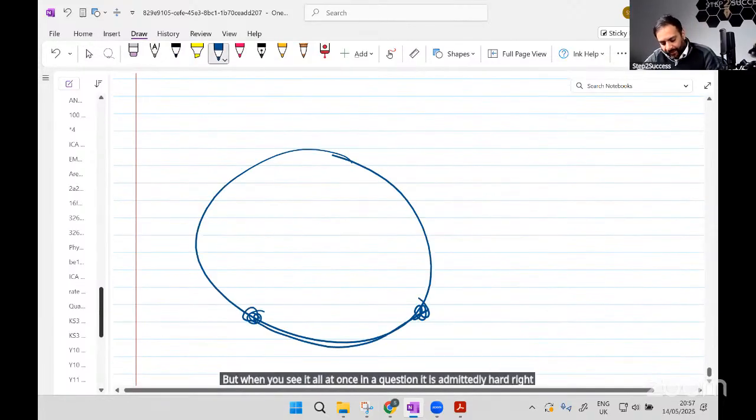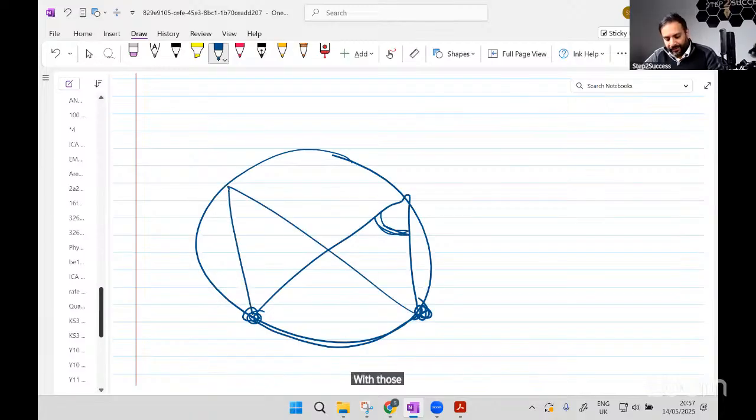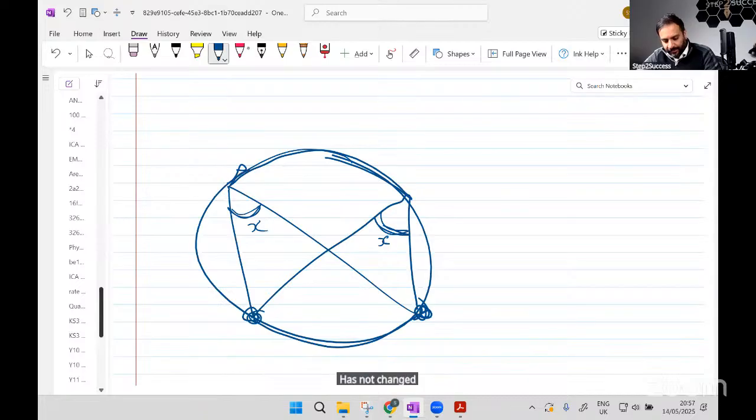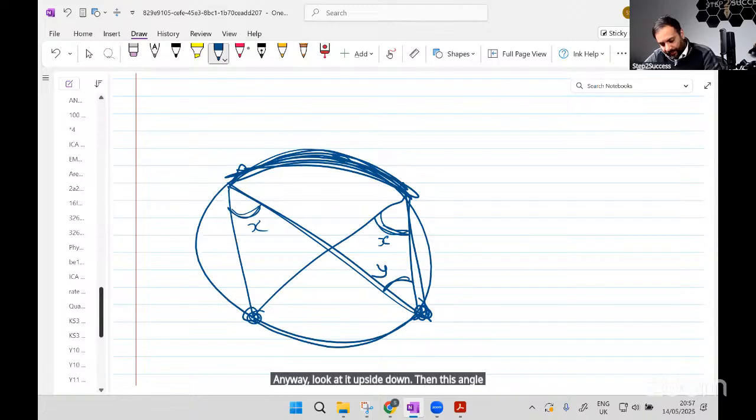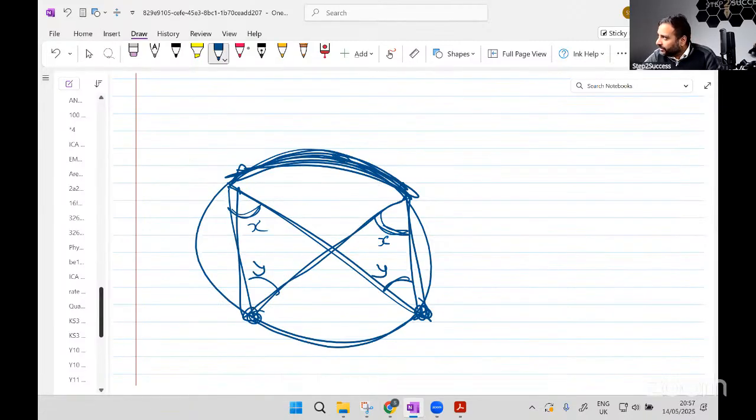Right. There are 2 points on a circle, same arc thing again. I make an angle from there with those 2 points, and then make another angle from the same 2 points. That means that these two angles must be the same. And also, just bear in mind, if you look at this upside down, then this angle here must be the same as this angle here. Okay, so that is that one.